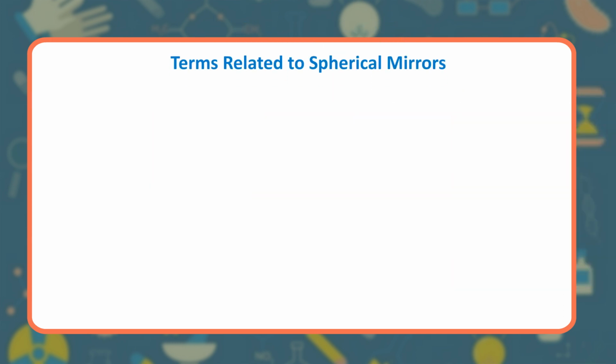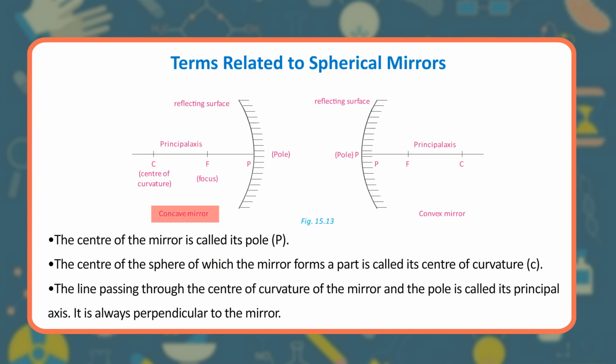Terms related to spherical mirrors. Concave mirror, convex mirror. The center of the mirror is called its pole, P. The center of the sphere of which the mirror forms a part is called its center of curvature, C. The line passing through the center of curvature of the mirror and the pole is called its principal axis. It is always perpendicular to the mirror.